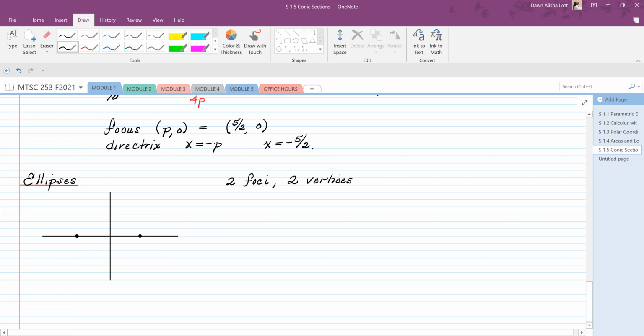My foci are at -c, 0 and at +c, 0. Now I'm going to choose a point P on the curve, and this P is (x, y). This is focus 1 and focus 2.